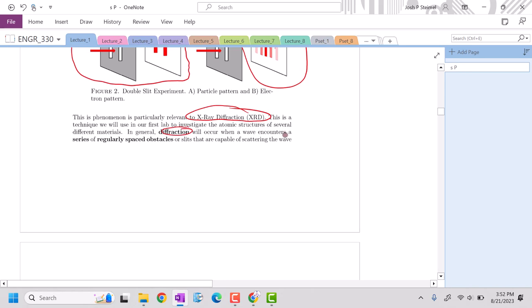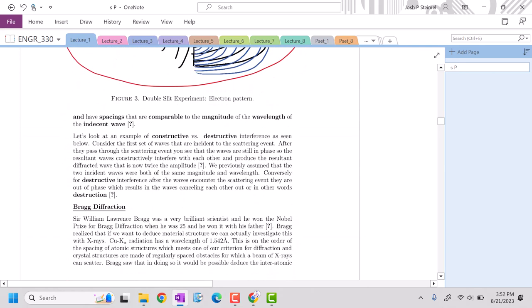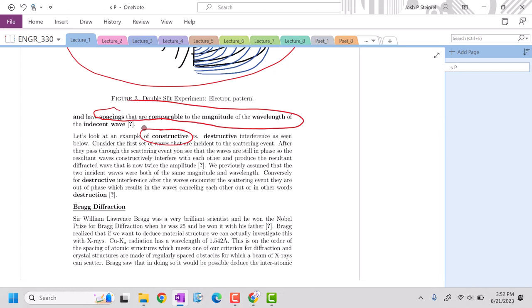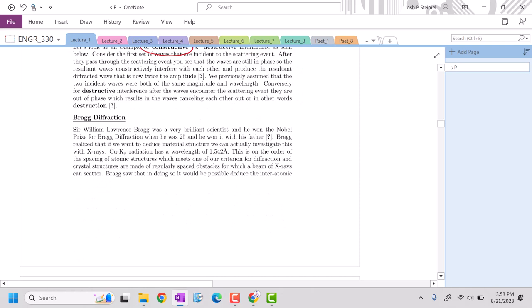Diffraction occurs when we have a very specific set of conditions. I need a series of regularly spaced obstacles or slits that are capable of scattering an incident wave, and they have to have spacings comparable to the magnitude of the wavelength of the incident wave. And to observe diffraction, we need constructive interference, ideally perfect constructive interference. So we need those conditions in order to observe diffraction. So how is this relevant? Well, it's very relevant in terms of Bragg diffraction.